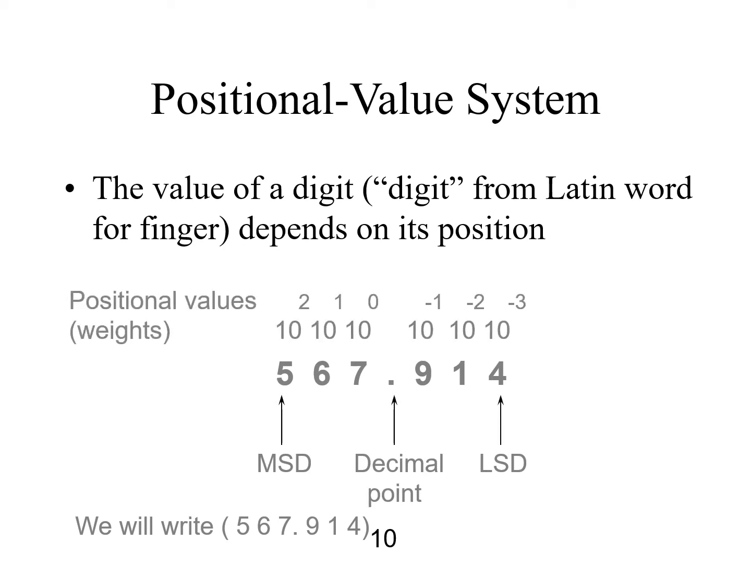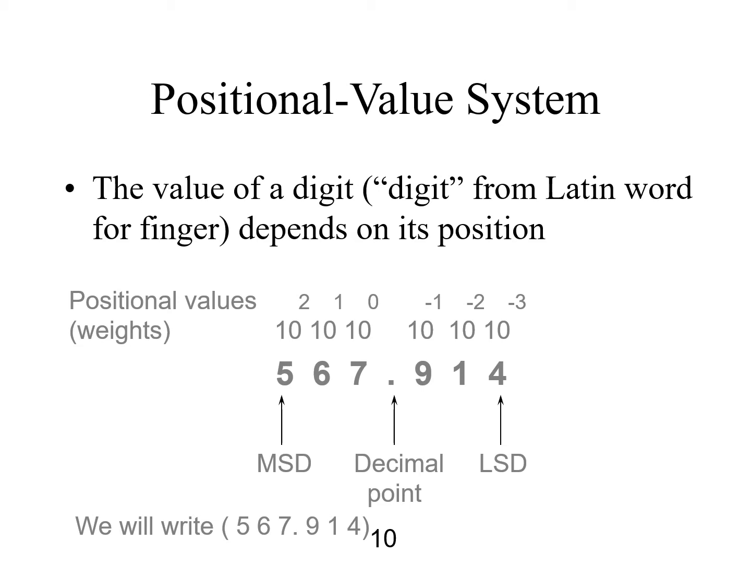Next comes the positional value system. The value of a digit, which comes from the Latin word for finger, depends upon its position. The value of each digit is determined by the digit itself, the position of the digit in the number, and the base of the number system. Base is equal to the total number of digits in the number system. In the example, we have shown the positional values. If it is used in the decimal, then the decimal base is 10. So 10 raised to power 0, 10 raised to power 1, 10 raised to power 2. That is the weight, and positional value depends upon the position.